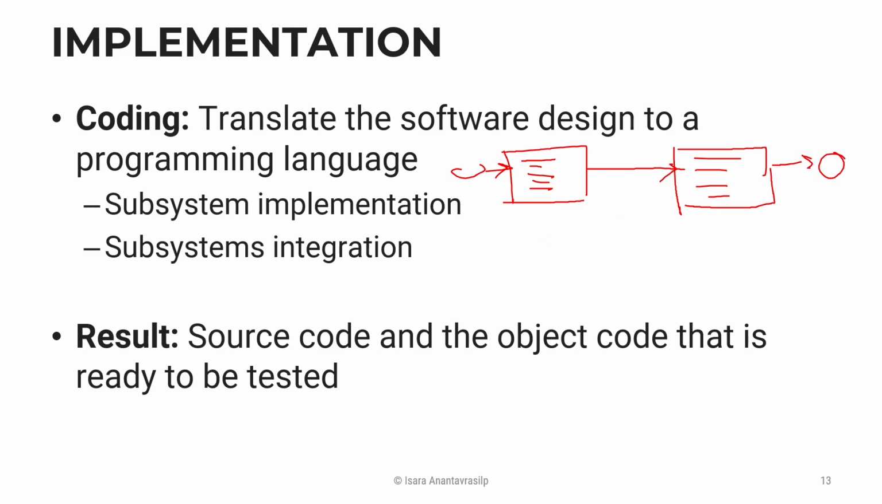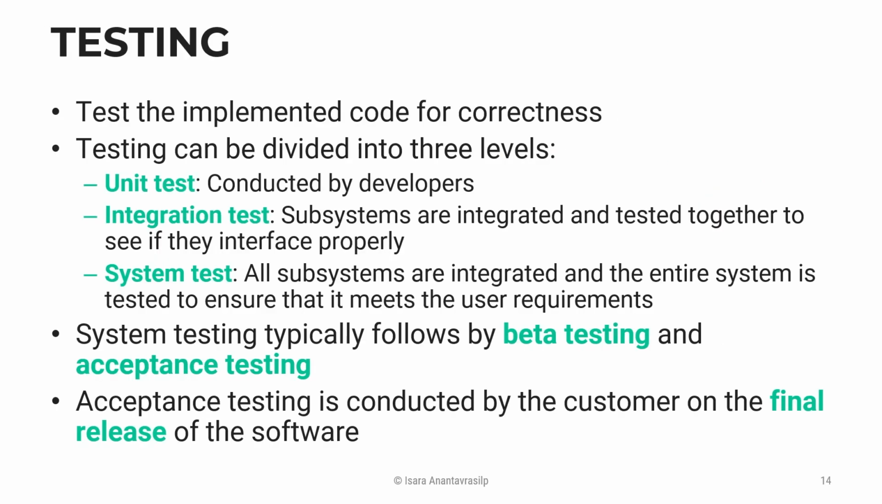The result of this phase is obviously the source code and the object code or the compiled code that is ready to be tested and later on deployed. After you finish implementing, either it is a small function, small subsystem, small component, larger subsystem, or a combination of many subsystems, all right? You need to make sure that it runs properly. You need to test whether your implemented code is correct, okay, according to the requirement. It solves the problem.